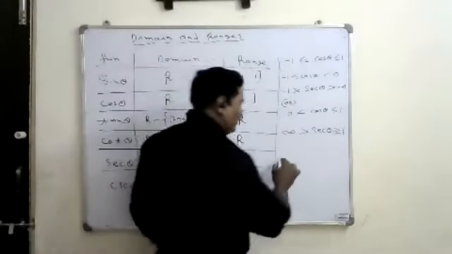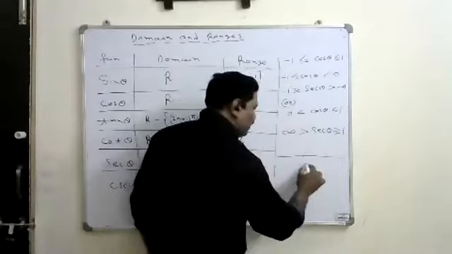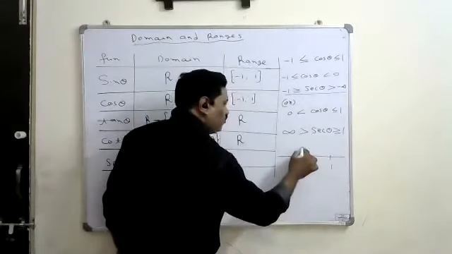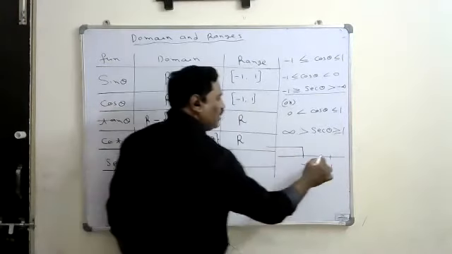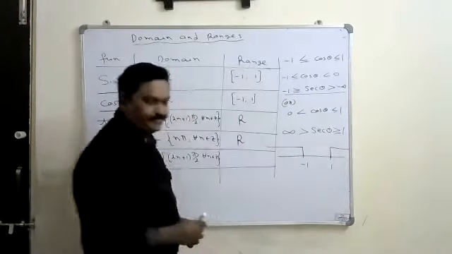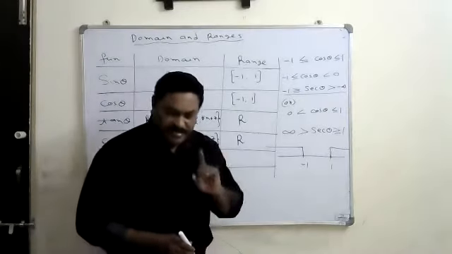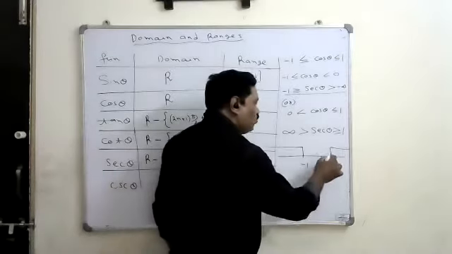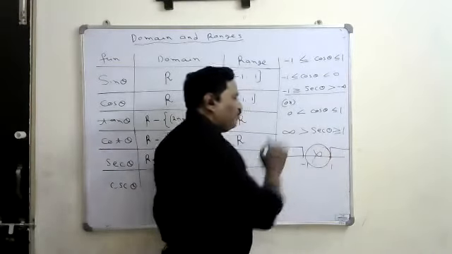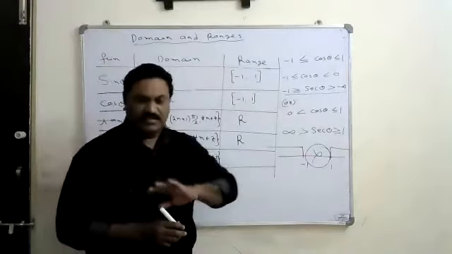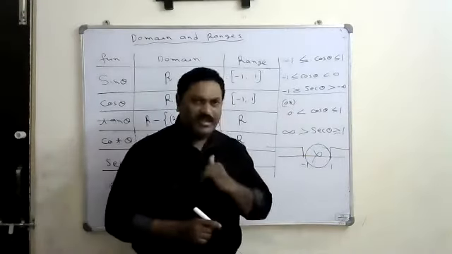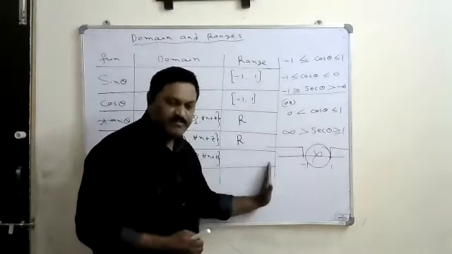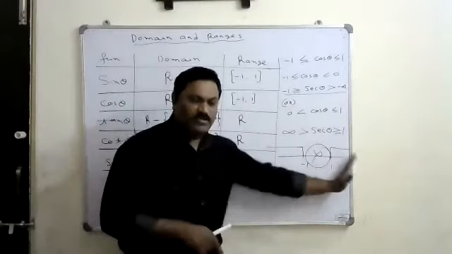So from this you can understand that on the real number line, there is a -1 and there is a +1. For this interval, we have to take the value between -infinity to -1 or 1 to infinity. That's right. Secant theta never gives a value in between -1 and 1. It always gives a value between -infinity to -1 or 1 to infinity.